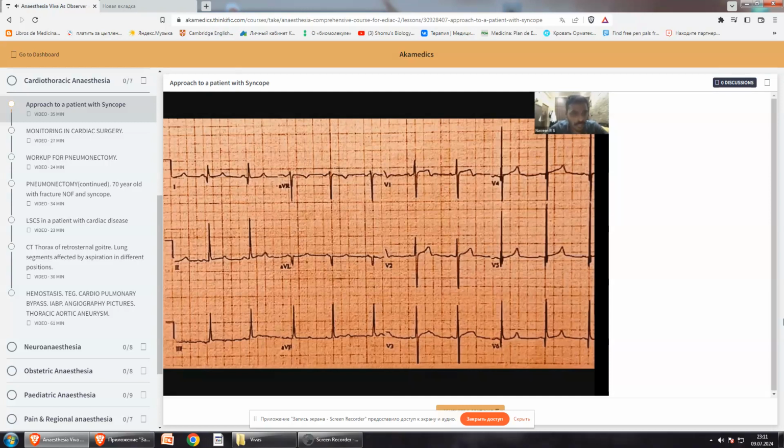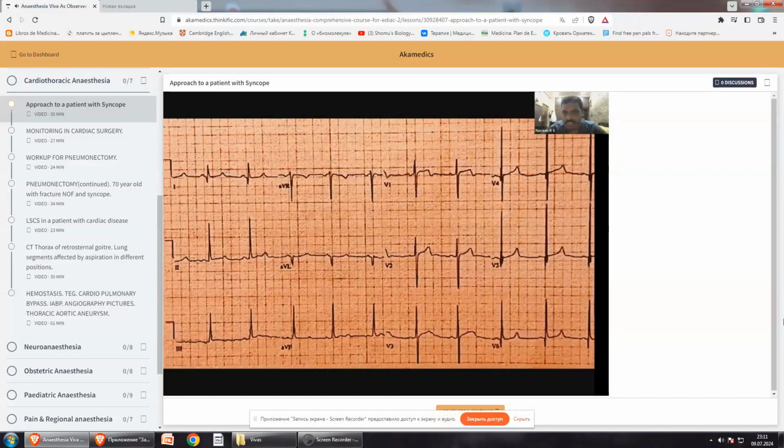Now, as far as the intervals are concerned, my first thing would be the PR interval. The PR interval is not prolonged. Next would be my QT interval, which is absolutely normal. As far as the ST segment is concerned, I don't see any significant ST segment elevation, except in lead V1, where I have a little bit of ST segment elevation. Other than this, the QRS complexes are quite tall in leads V4, V5, and V6.